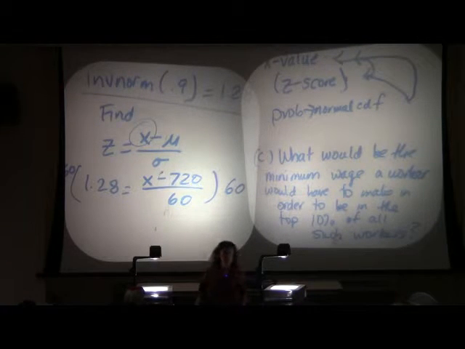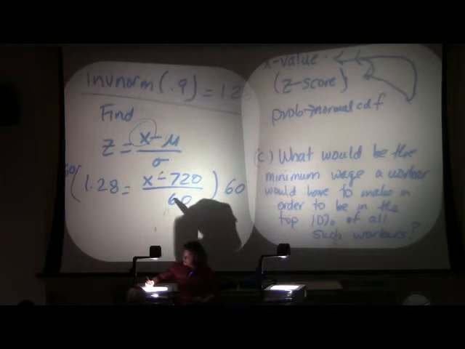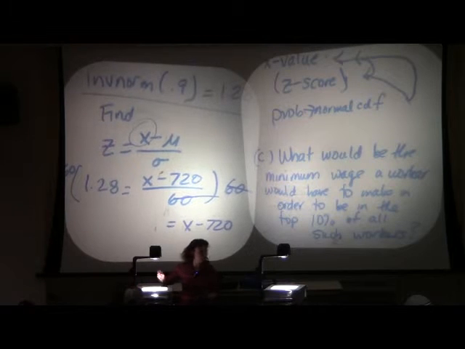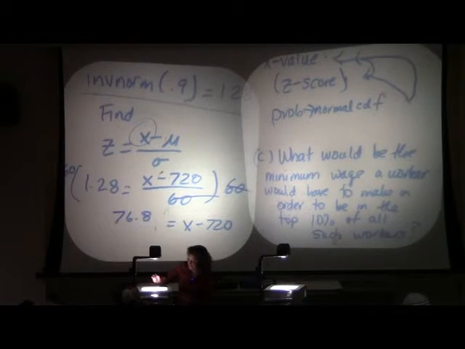Right? Fractions are like kids. Whatever you do to one, you've got to do to the other. So, do you agree if I multiply my right side by 60, you get x minus 720? And on our left side, you take 60 times 1.28, and you're going to get 76.8.